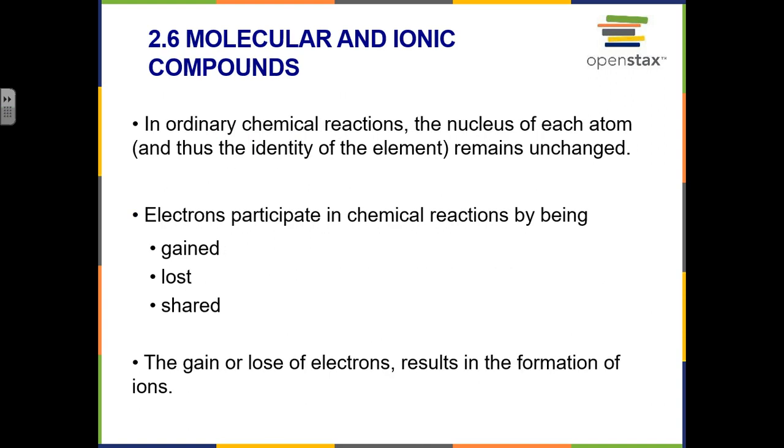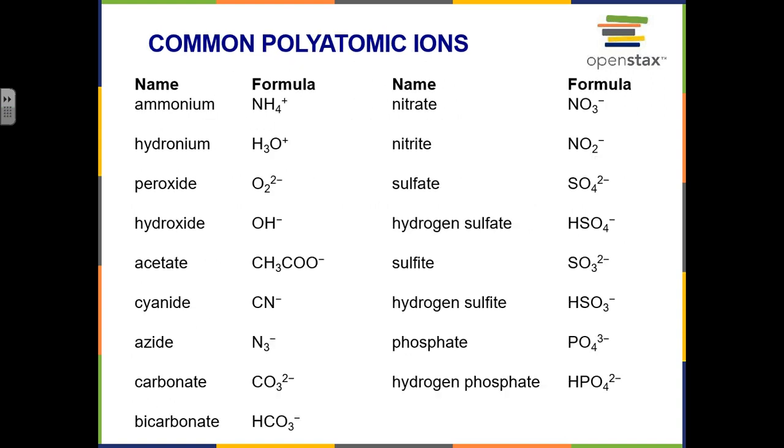Now, in ordinary chemical reactions, the nucleus of each atom, and thus the identity of the element, remains unchanged. This means that only the electrons participate in chemical reactions by either gaining, losing, or sharing them. Now, we've only talked about gaining and losing, and until we talk about covalent bonding, we won't talk about the sharing aspect of electrons. But the gaining and losing of our electrons will yield ions.